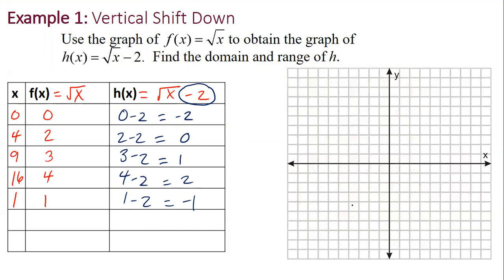So it says use the graph of our original to obtain the graph of this one. So for my new graph, my x values are still the same. But I'm going to 0, and then -2. So I go to 0, -2. I'm going to go to 1, then -1. I'm going to go to 4, then 0.